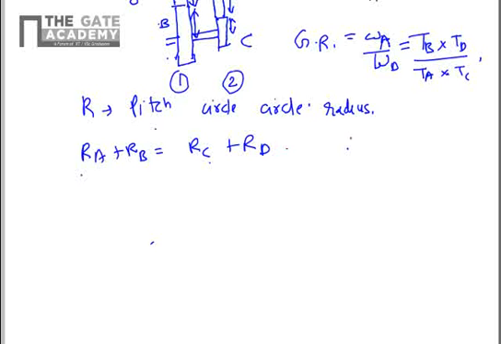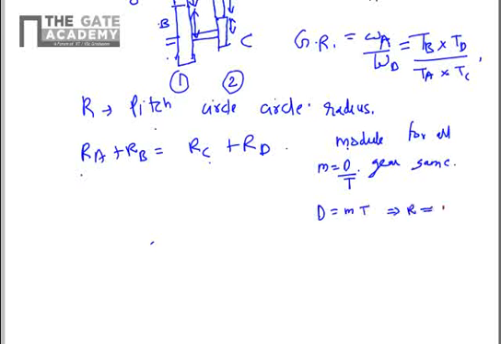Now you know that the module for all the gears should be the same. For any gear chain, this is the first requirement, that the pitch of the teeth should be the same. Module is defined as diameter by number of teeth. So diameter is equal to module into teeth, and radius will be equal to module divided by 2 into teeth.